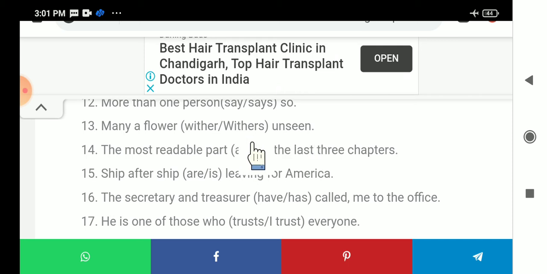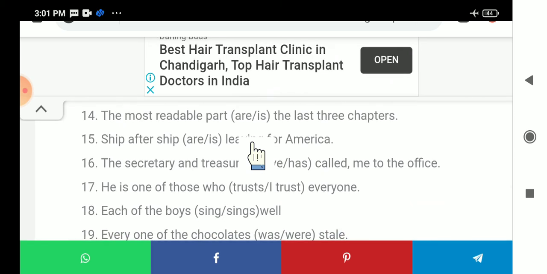Withers means the petals will fall down from the flowers, or the flower will become so weak due to scarcity of water. That particular plant didn't have water for the last many days and it withers. All right. Now comes question number 14.